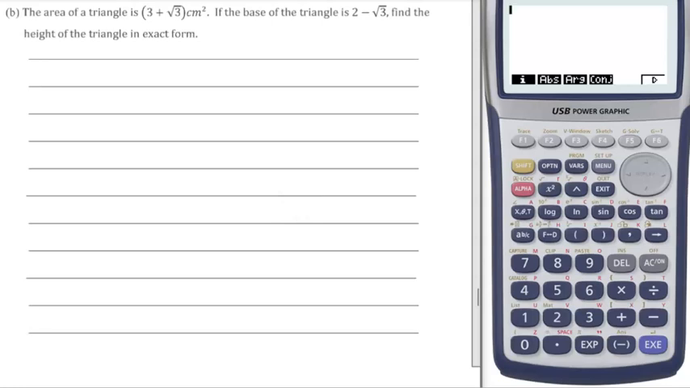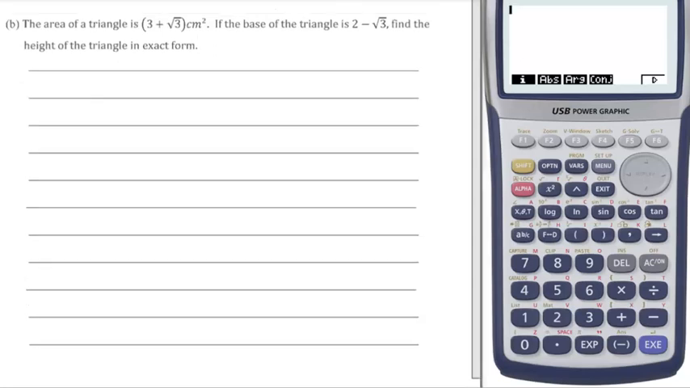For B, we've got the area of a triangle. We're told the base of the triangle, we want the height in exact form. So picture this triangle with a base of 2 minus root 3. If we were working the area of a triangle out, we'd do half the base times the height. So it would look like this. Half base times height is equal to the area we were given here, 3 plus root 3.